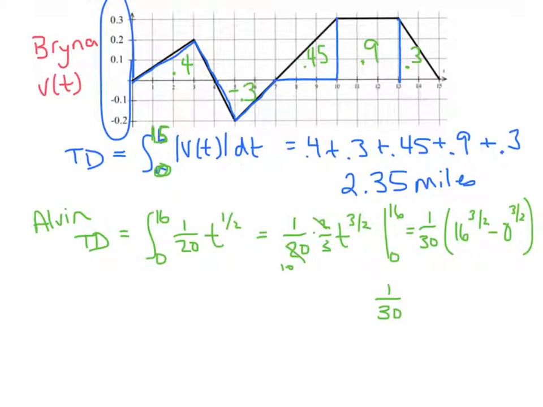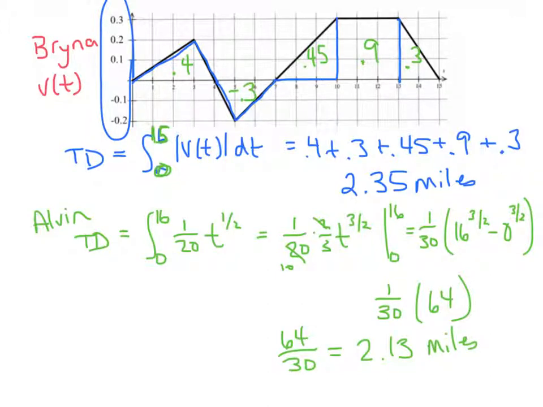Okay, so that would be 1/30th. 16 to the 3/2 is the square root of 16, which is 4, cubed is 64, and then obviously minus 0. So that's 64 over 30. And so if I calculate that, I do get 2.13 miles. Okay, so clearly who traveled furthest, or who traveled the most distance, would definitely be Brina.